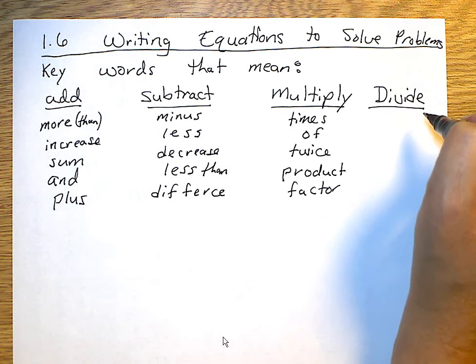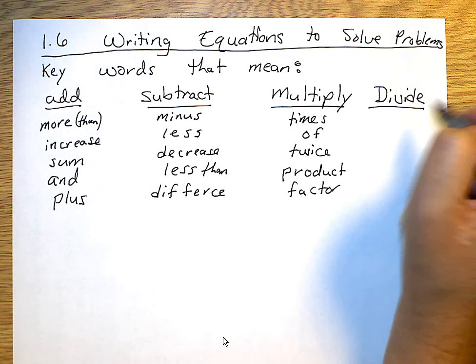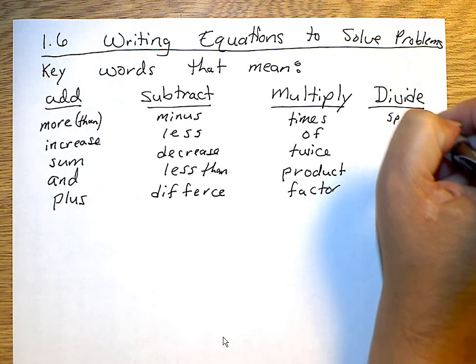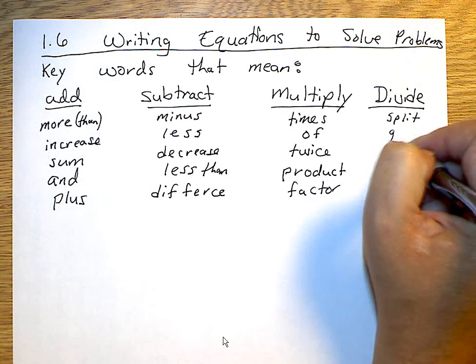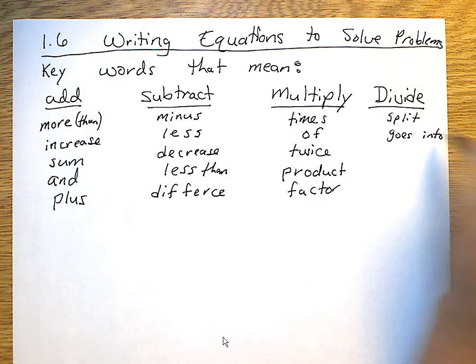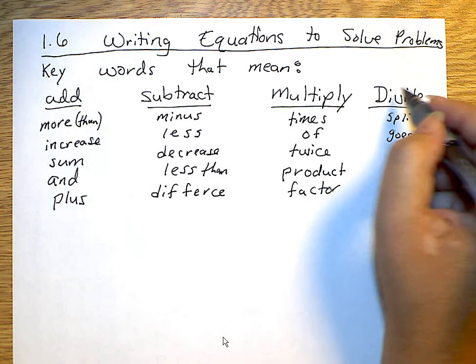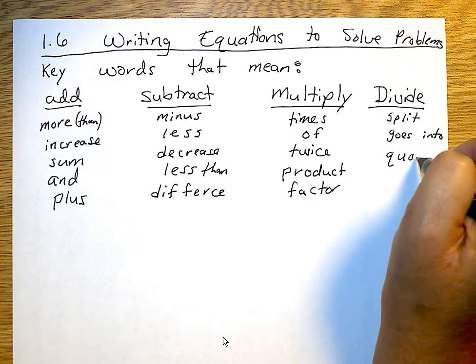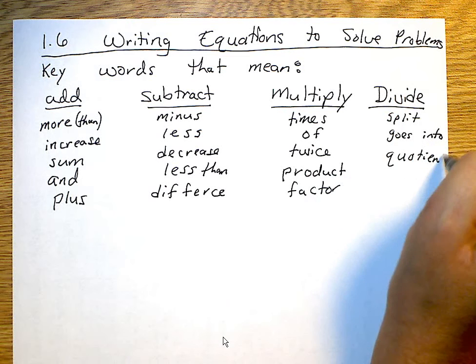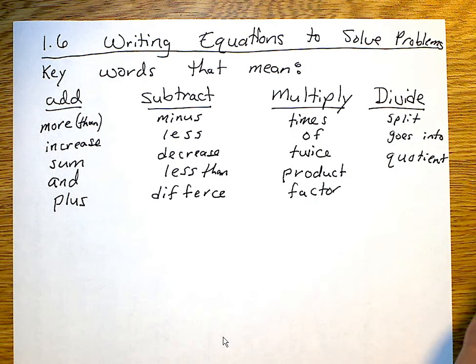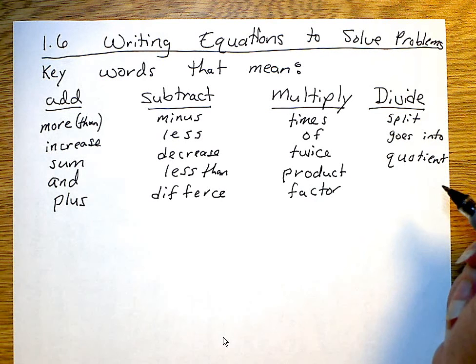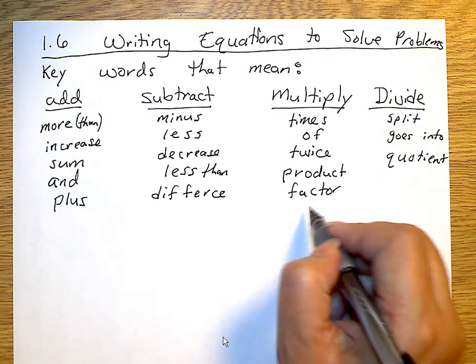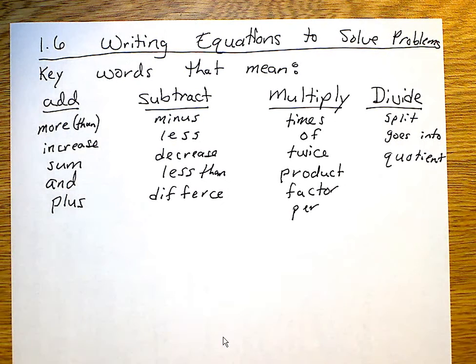Divide. Split. All right, so we have split. How about goes into? And obviously the word divide. And quotient. How many of you heard of the word quotient? The quotient. All right, very good. And what? Per. Per is actually miles per hour. That's actually multiply. Miles per hour. How many hours you're going.